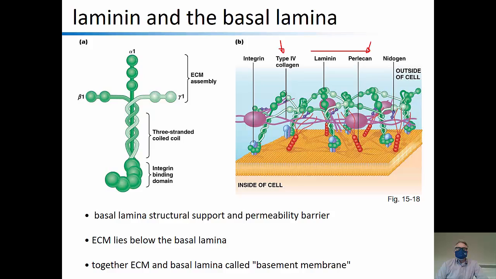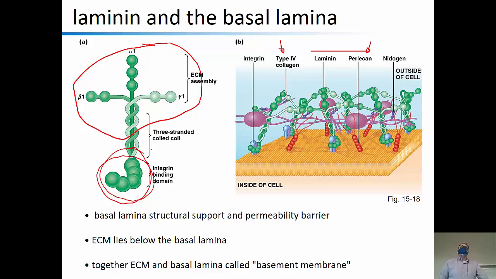And what the laminin does is mediate the interaction with the extracellular matrix. So it has components which bind, up here, to the extracellular matrix. And we can see it interacting here with, it looks like, the collagen. And then at the bottom it has this thing called an integrin binding domain, right?